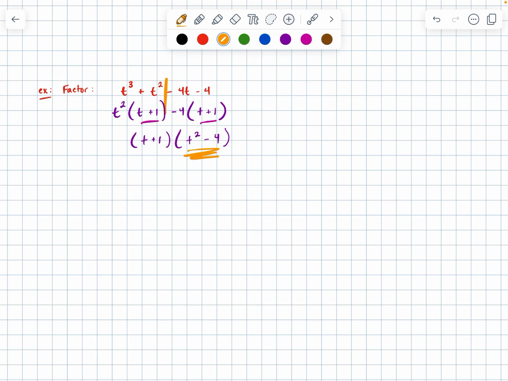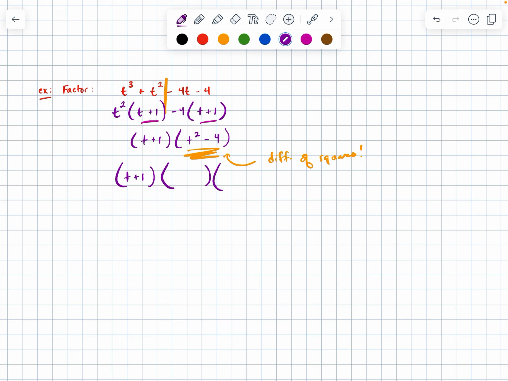But look at t squared minus 4. What's that? Well, t squared is a perfect square. 4 is a perfect square. They're joined by subtraction. This is a difference of squares, which means I can factor further. Well, t plus 1, let me carry down. That guy is still part of my final answer.